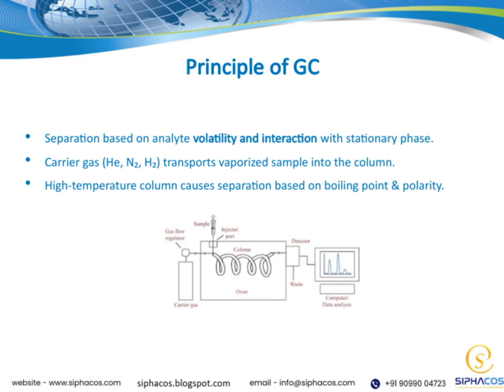Next, we have the role of the carrier gas, which can be helium, nitrogen, or hydrogen. This gas acts like a conveyor belt, transporting the vaporized sample into the column.